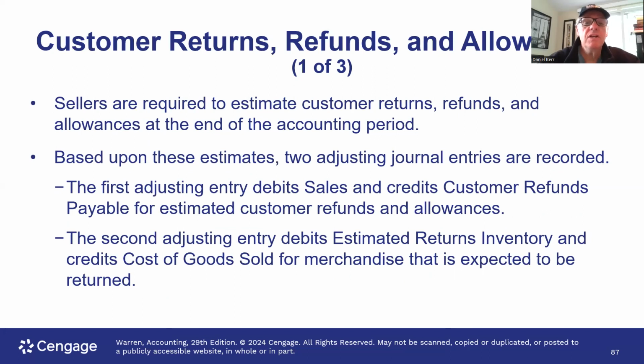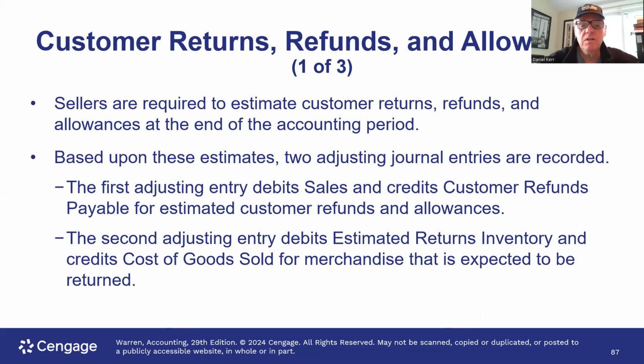We also have an adjusting entry for when we record sales. Again, we're trying to match revenues and expenses. We know from past experience that some of the sales that we have are going to be returned to us. So we're going to have to make adjusting entries. We have to assume that some of the merchandise is going to be returned, and we look at our past experience for that. So we're going to have an adjusting entry for sales returns and customer refunds.